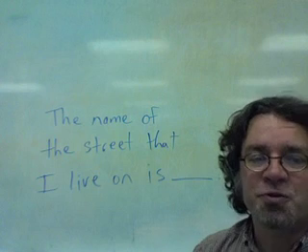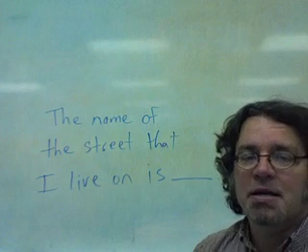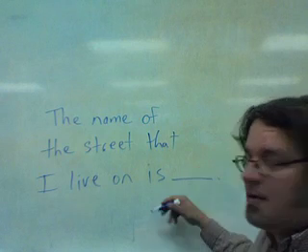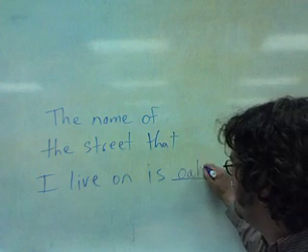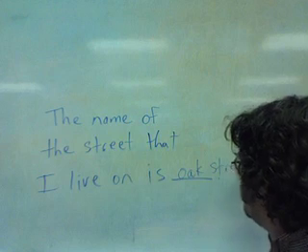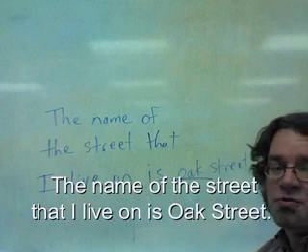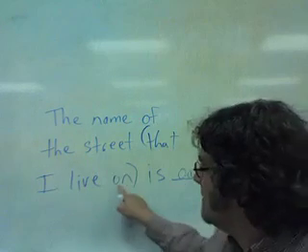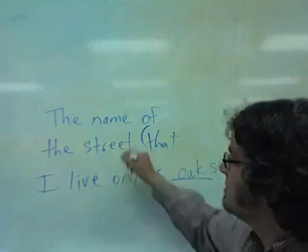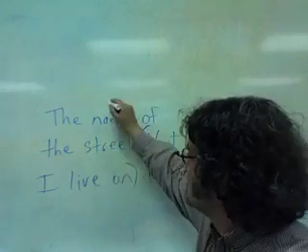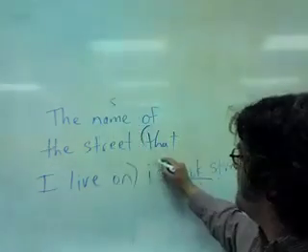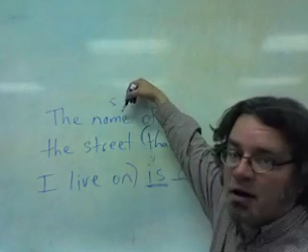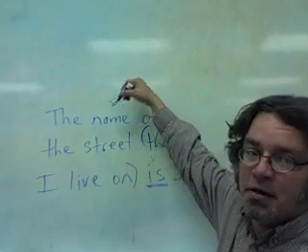The name of the street that I live on is, and then you just put the name of the street. If it's, say, Oak Street, the name of the street that I live on is Oak Street. Here's the adjective clause, that I live on. In this sentence, the subject is name and the verb is. So this verb matches the subject here.